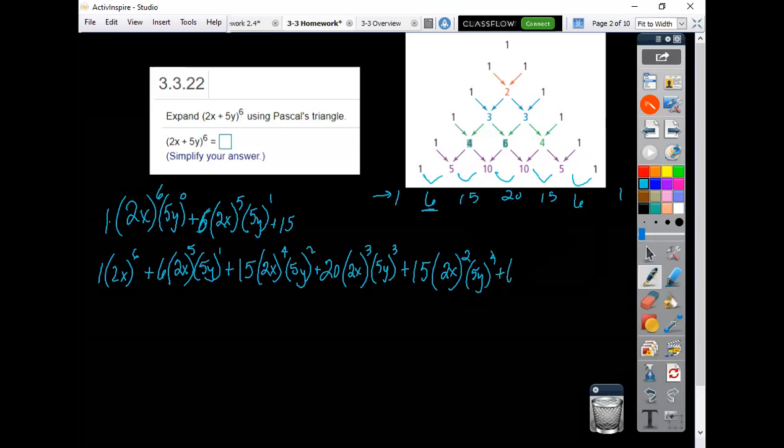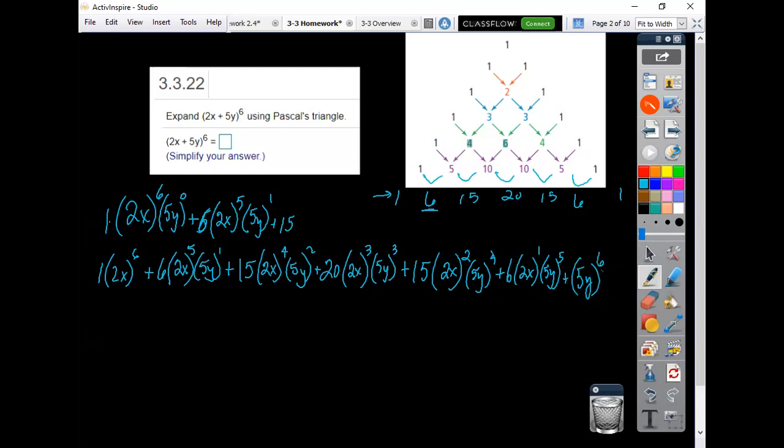Then the 6, 2x to the 1st, 5y to the 5th. Remember, these are always adding up to 6 in this case because we're raising to the 6th. And then the next one, the 1 would just be the 5y to the 6th. And there's the 1 like here, but you could leave that out.